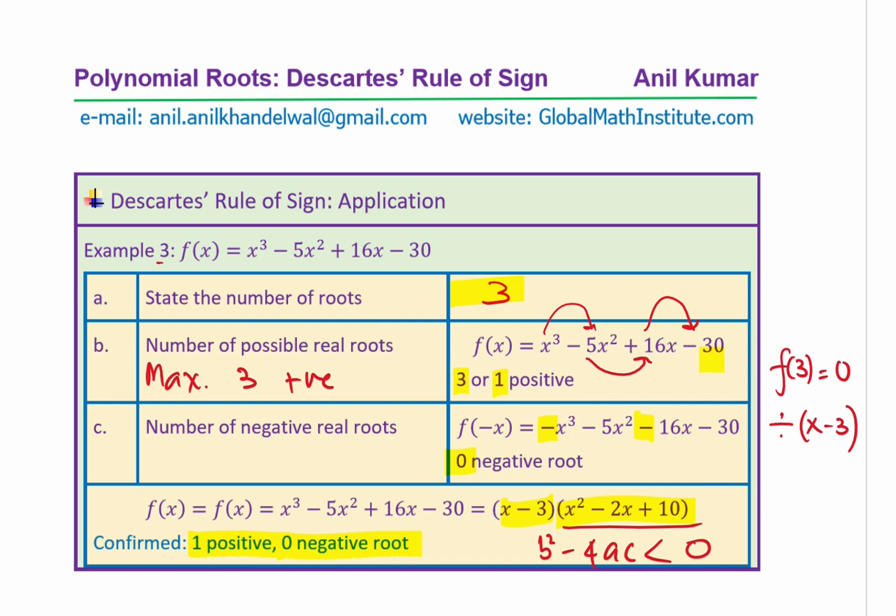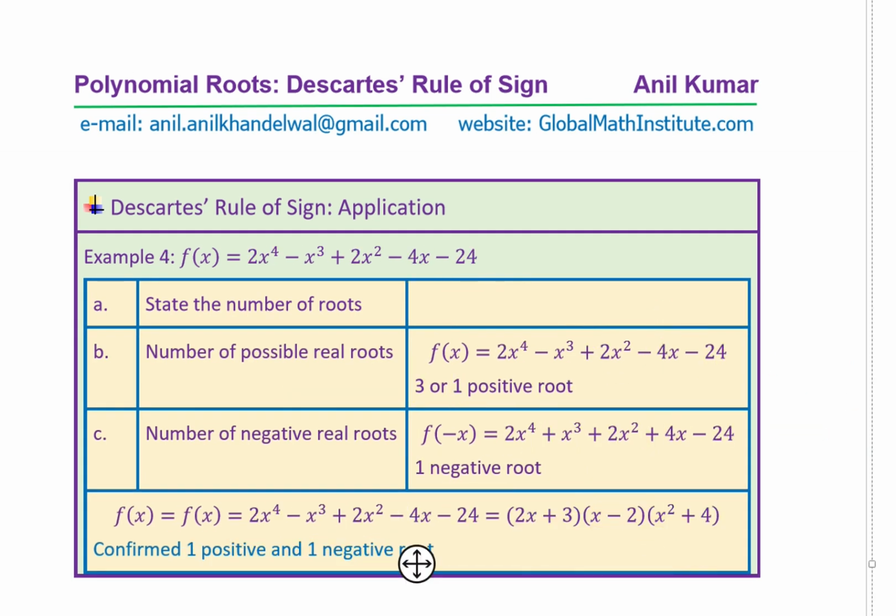Correct. Now, let's move on to example number 4, which is a degree 4 polynomial: 2x to the power of 4 minus x cubed plus 2x squared minus 4x minus 24. Total number of roots is the degree, which is 4. Number of positive roots, well, let's see the change in sign. It changes once, then again it changes, then again it changes. So 3 times. That means it could have 3 or 1 positive root. Maximum 3, minimum 1 possibilities.